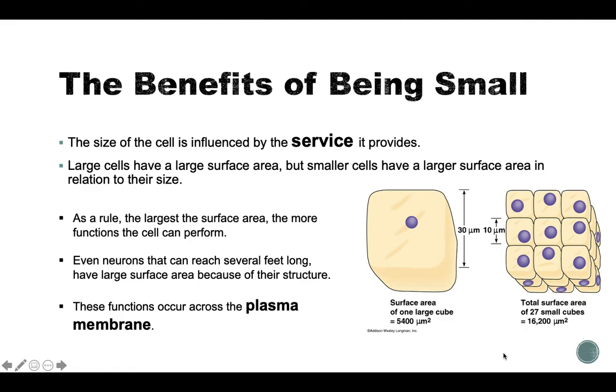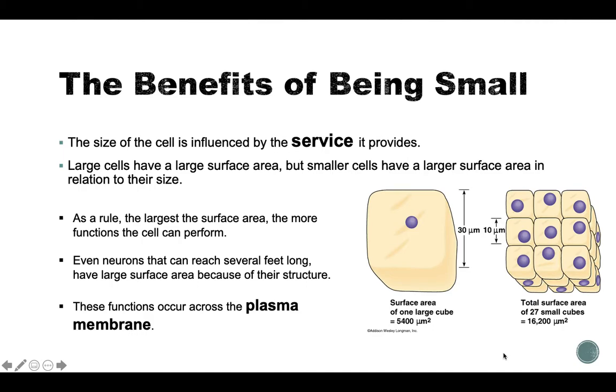So, in other words, in the same space that you can fit a big cell, if you can fit a bunch of smaller little cells, they can do 3, 4, 5 times the job of a cell that is really, really big, making them extremely efficient. And efficiency is pretty much what we want when talking about biological components. And all of that functionality that occurs in cells, it all occurs across the plasma membrane.